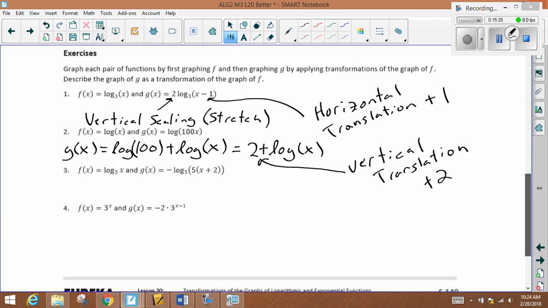No. With the translation, it's actually moving it, right? With the stretch, it stays in place. It seems like it's a dilation. You know what I mean? It's like in geometry what you do with a dilation. It stretches in relation to one focal point.